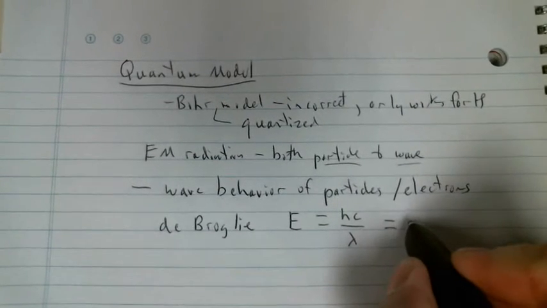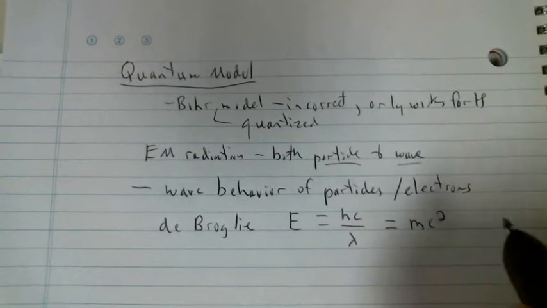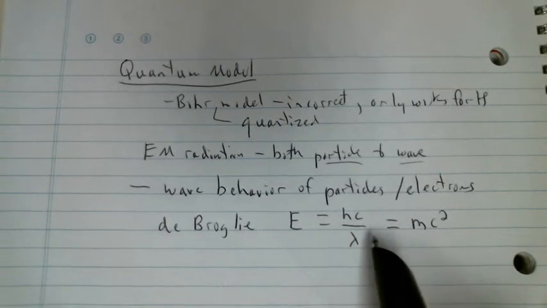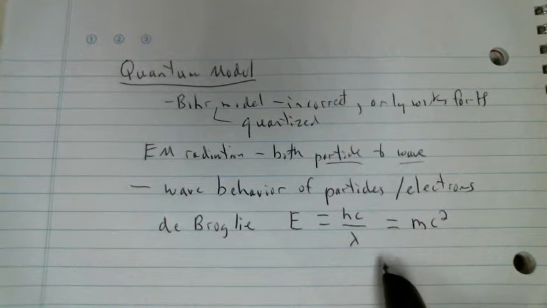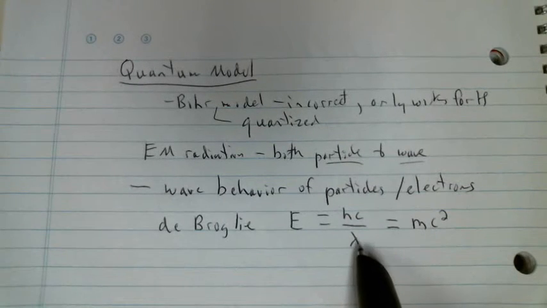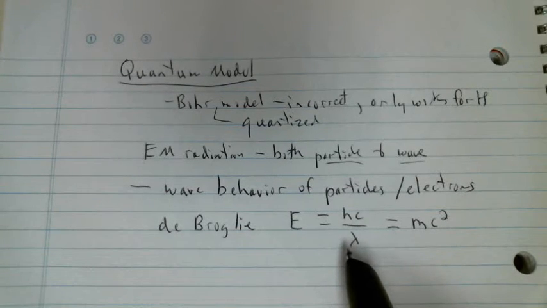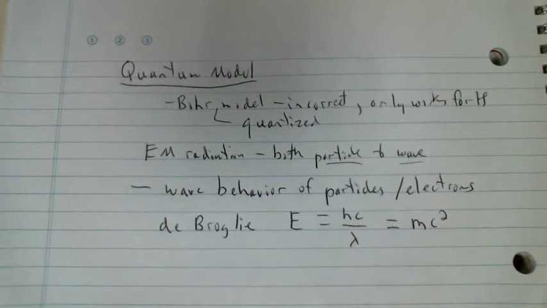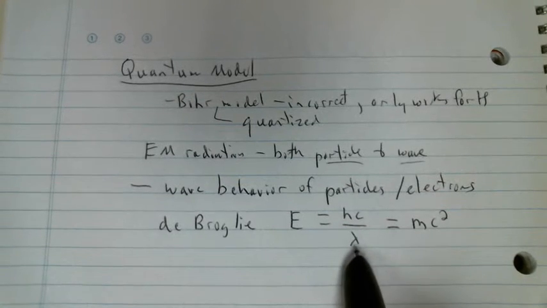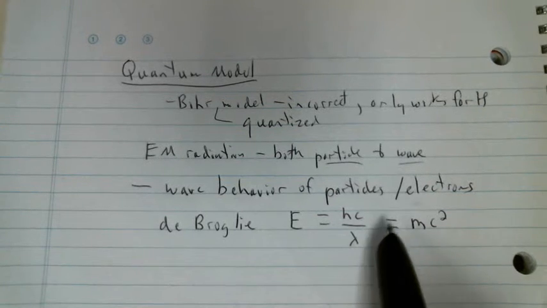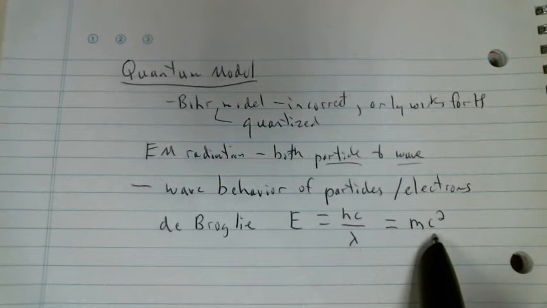But there's also a famous equation that I'm sure you've seen, E equals mc squared. You can take these two, set them equal to each other, and plug it in. Let's plug it in and solve for the wavelength. So we've got hc over the wavelength, and then mc squared. So let's solve for the wavelength, okay?